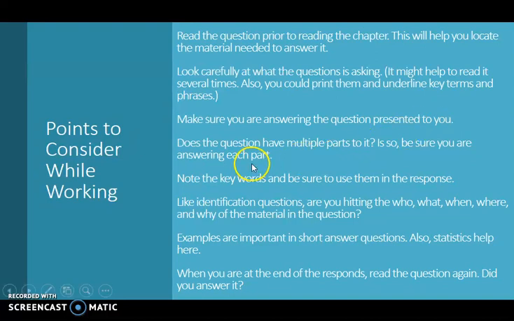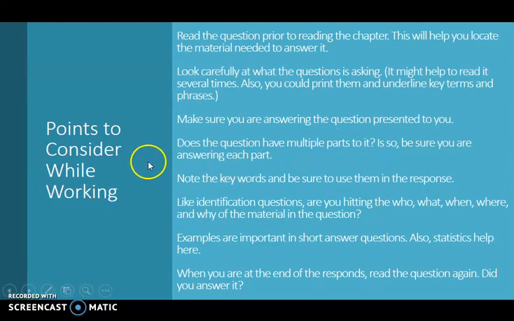Next, does the question have multiple parts to it? If so, be sure you answer each part. I cannot tell you how frustrating it is. I'll get a student, they'll do really well, but only answer half the question. What that does to me as the instructor is I have to take points off, even though you did really well on half, because you didn't answer the other half.